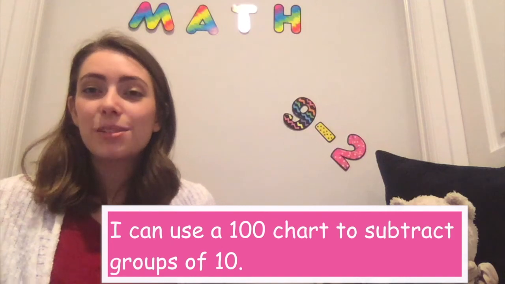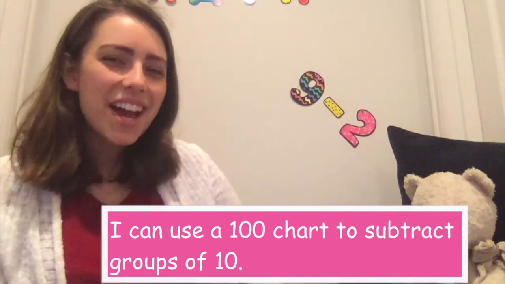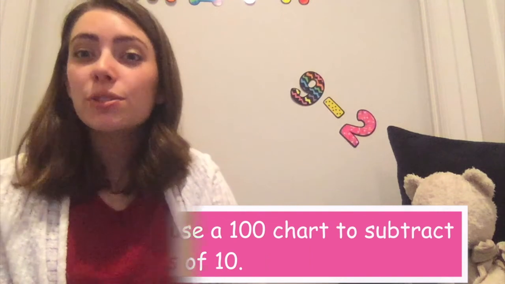This has been a fun-filled day of subtraction, and it is that time that we get to reflect and think about whether or not we met our goal. Our goal for today was, I can use a 100 chart to subtract groups of 10. And I think we for sure did that because we solved several subtraction sentences using a 100 chart. Using a 100 chart is a really helpful strategy because it can help us see patterns, it can help us check our problems, it can help us solve quicker and more accurately.